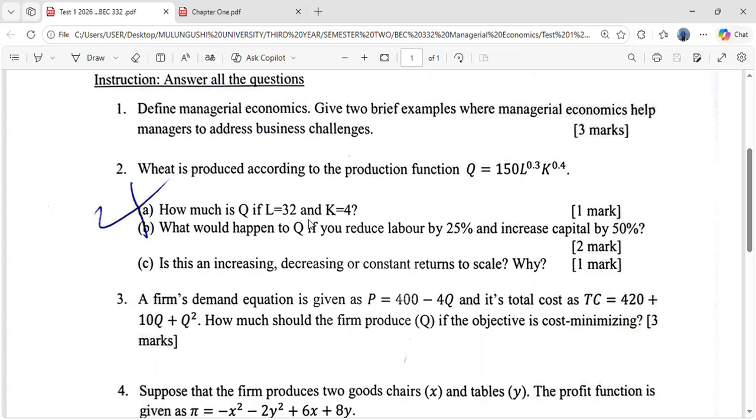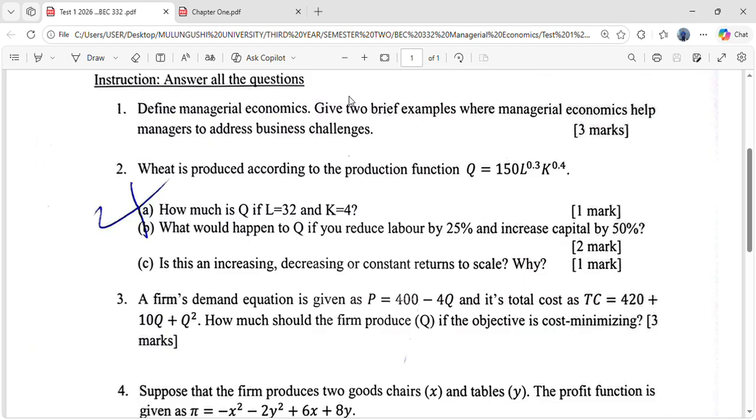Ladies and gentlemen, in today's discussion we're going to discuss this paper that has been given unto us. So the first question reads to say, define managerial economics. Give two brief examples where managerial economics helps managers to address business challenges.